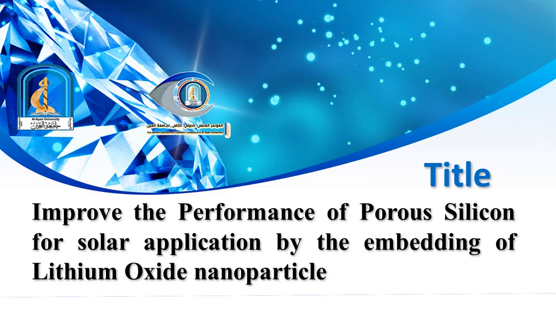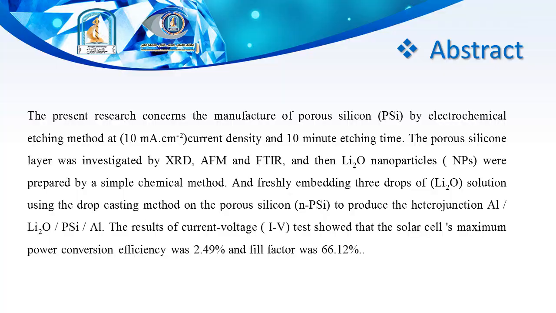Title of the research: Improvement of the performance of porous silicon for solar applications by the embedding of lithium oxide nanoparticles. The present research concerns the manufacture of porous silicon by the electrochemical etching method at 10 current density and 10-minute etching time. The porous silicon layer was characterized by XRD, AFM, and FTIR. Lithium oxide was prepared by a simple chemical method.